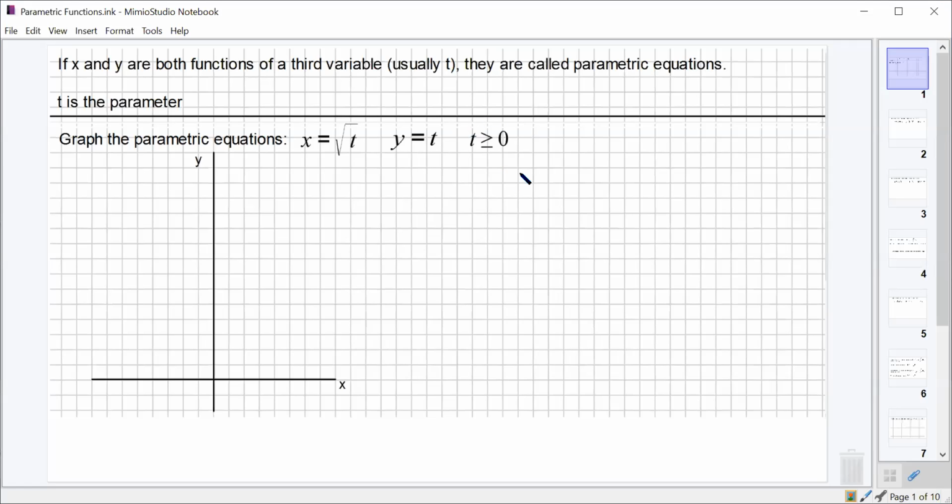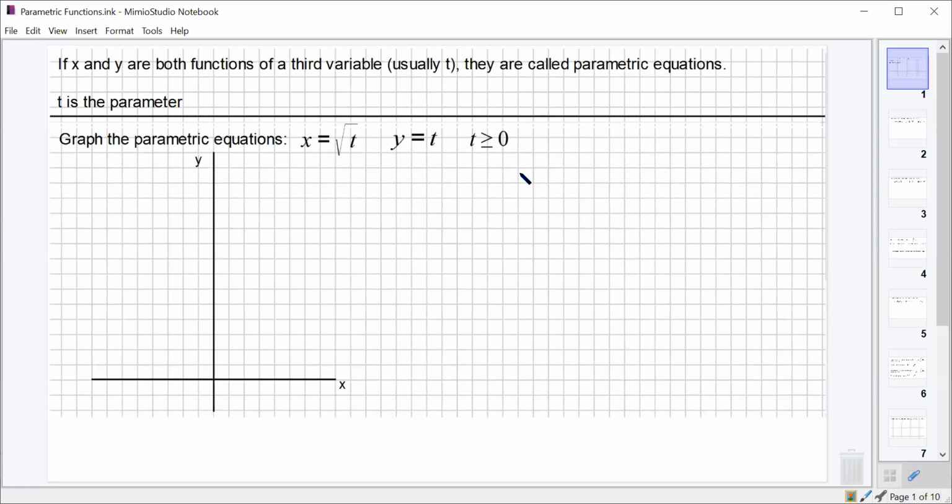So t in all of these parametric functions is what we call a parameter. And both the x and the y variables depend on t. Rather than in a regular Cartesian equation, where the y value depends on the x value, right? X is independent and y is the dependent variable. Well, here, both x and y are going to depend on a third variable, which usually is t.